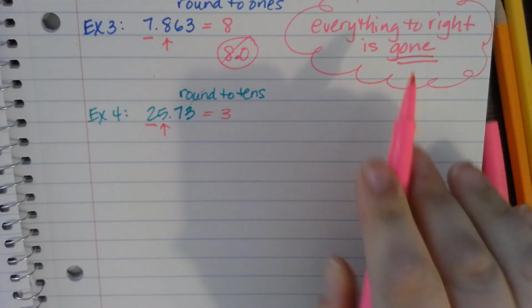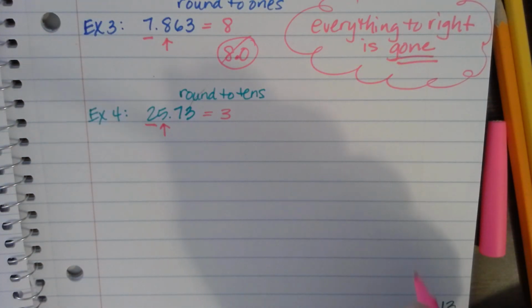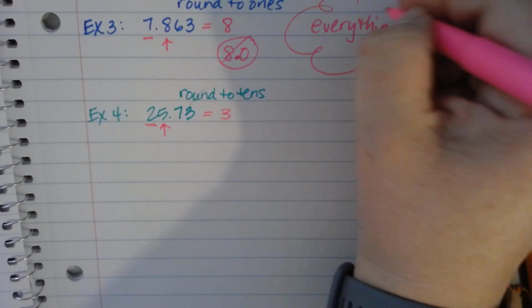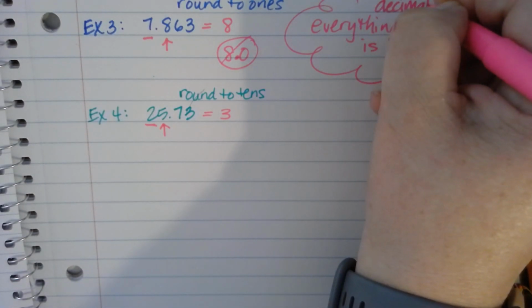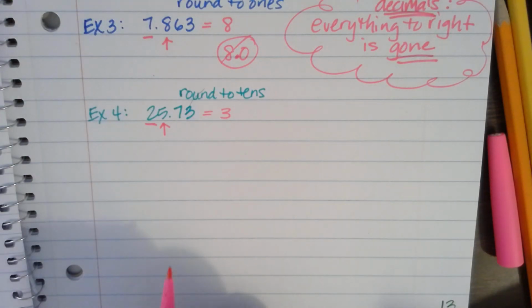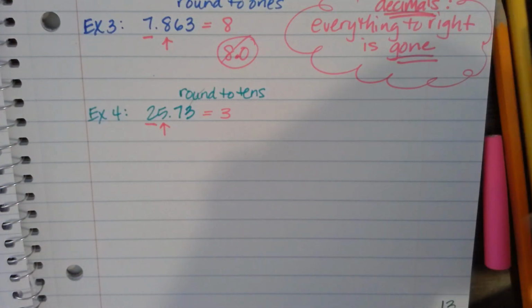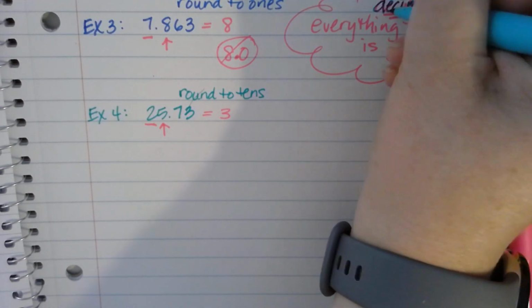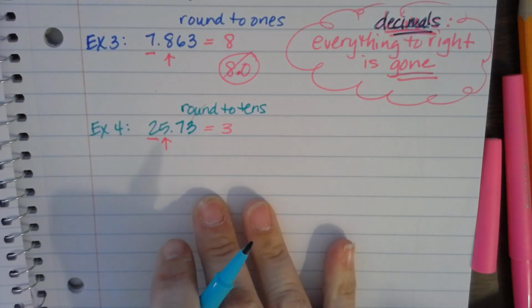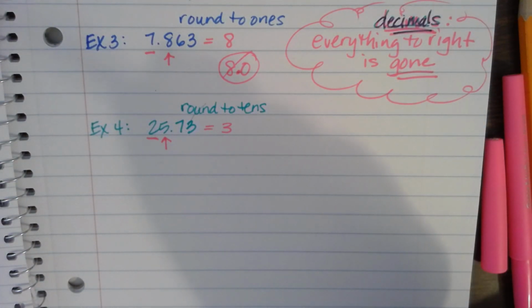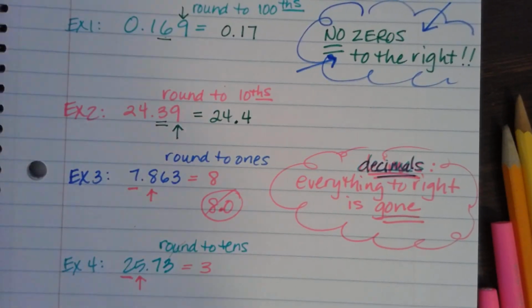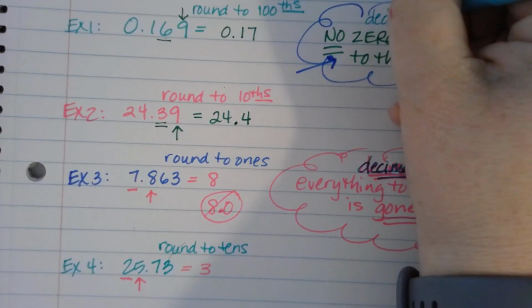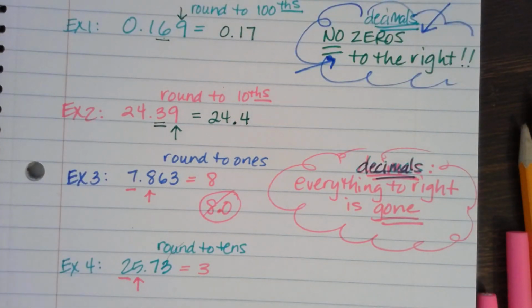Now, we have been saying over and over, everything to the right is gone. But that is only for decimals. So I'm going to come up here and note that right up here. I'm going to add that to my notes, that this is only referring to decimals. I just wrote the word decimals. And I'm going to come up here as well and say decimals. So this is a decimal rule only.